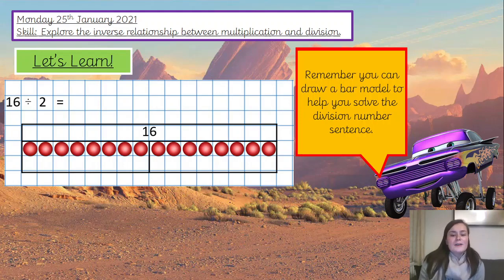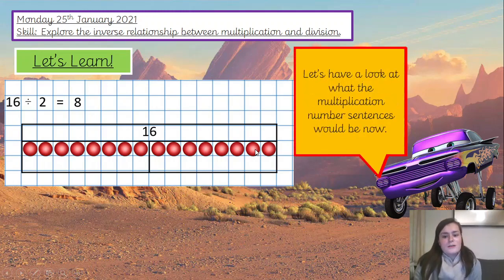So now we need to count one group, don't we? One bar. So we go 1, 2, 3, 4, 5, 6, 7, 8. Well done. So we know the answer is 8, and we can check that by double checking this group as well. 1, 2, 3, 4, 5, 6, 7, 8. Yeah. Okay, it looks like it's right so far.